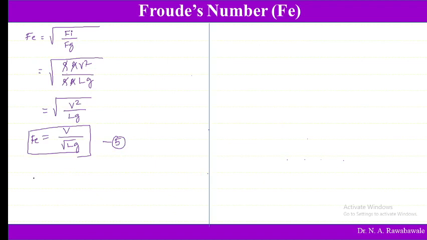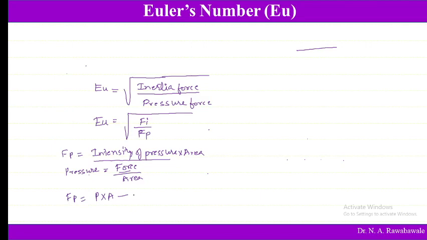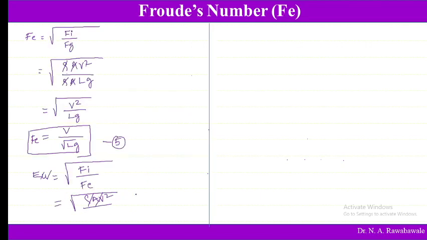So Fp is known. Now we have to find Euler's number, which is equal to square root of inertia force Fi divided by Fp. We know Fi is rho a v square from equation number 1, and Fp is from equation number 5. We have to go for Euler's number. So we call this equation number 6.